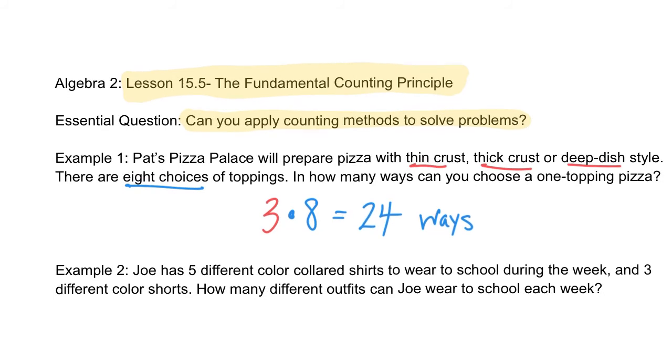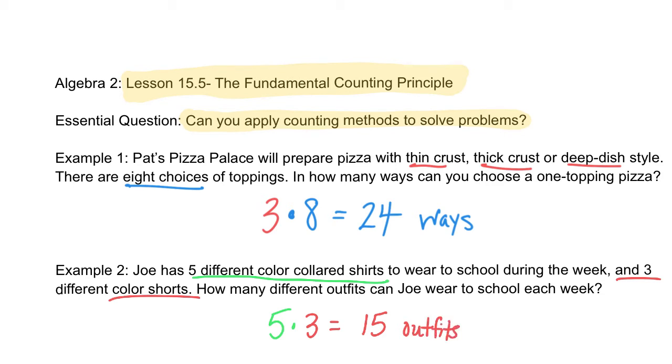Let's look at example 2. Joe has 5 different colored shirts to wear to school during the week and 3 different color shorts. How many different outfits can Joe wear to school each week? So he has 5 shirts and 3 shorts. 5 times 3 is 15 different outfits.